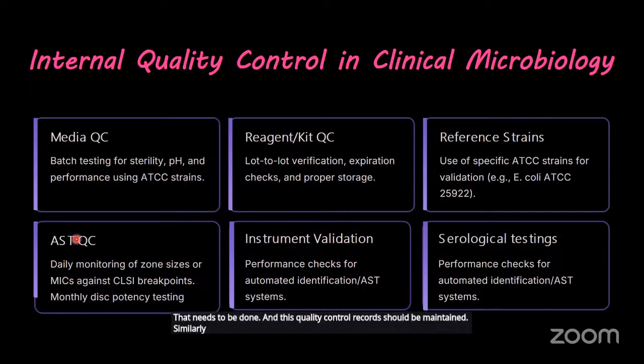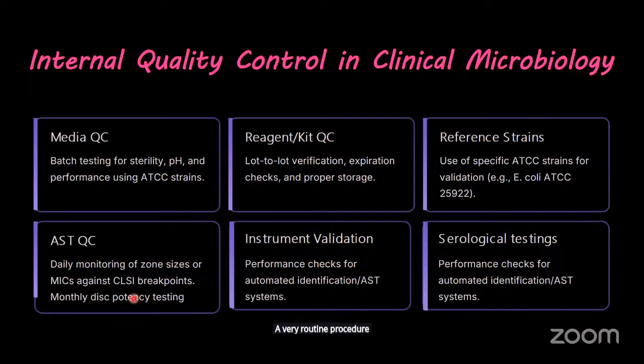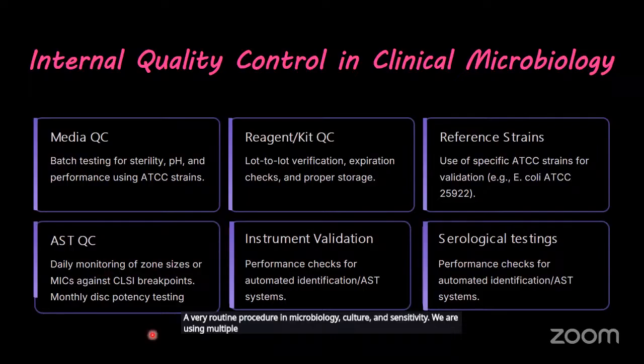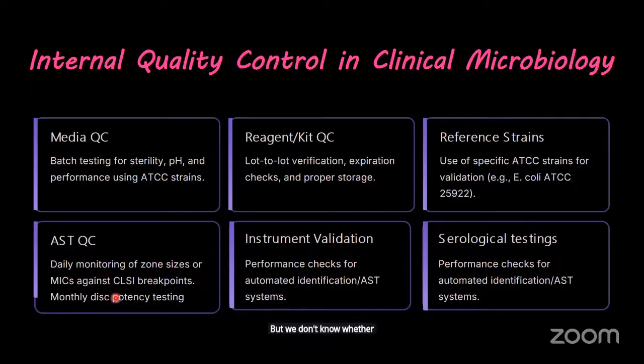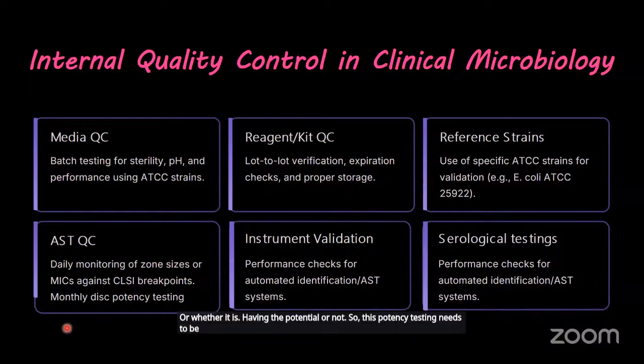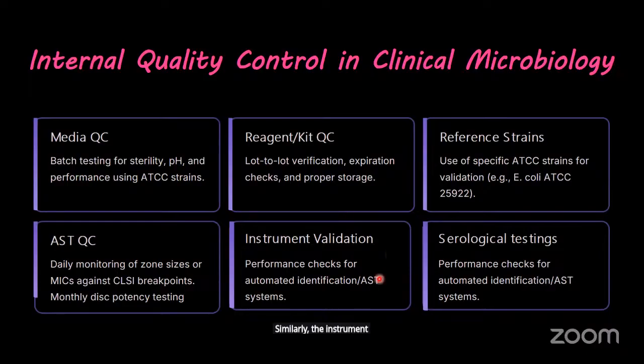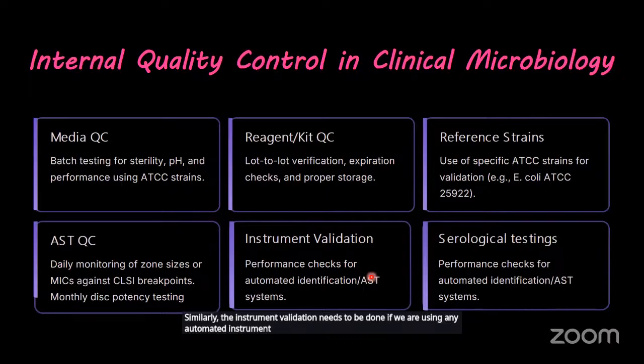Similarly, when we are performing AST testing, a very routine procedure in microbiology, culture and sensitivity, we are using multiple discs, but we don't know whether the disc is giving the result or whether it has the potency or not. So disc potency testing needs to be done monthly. Similarly, instrument validation needs to be done. If we are using any automated instrument, a performance check in between needs to be done.